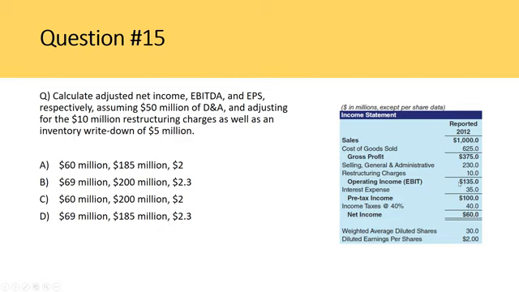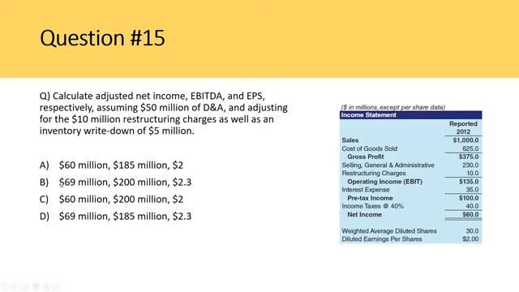For adjusted EBITDA, in that case, we would add 150 plus the 50 million in depreciation and amortization to get adjusted EBITDA of 200 million. And so those options are available to us. So 185 million would be incorrect. So it's either B or C.